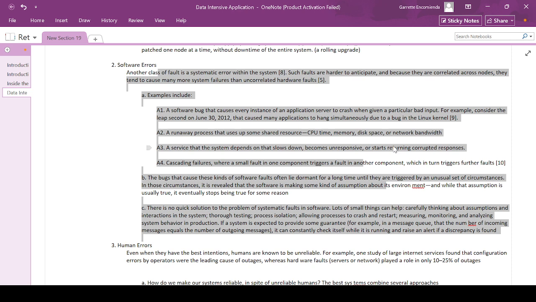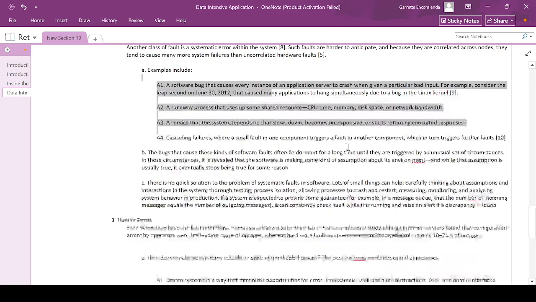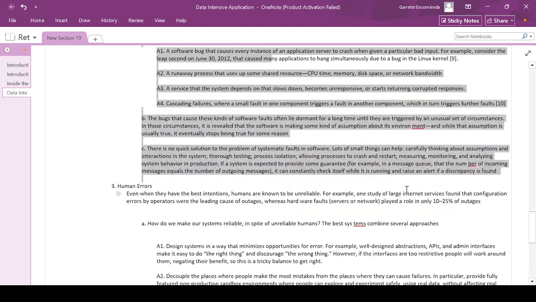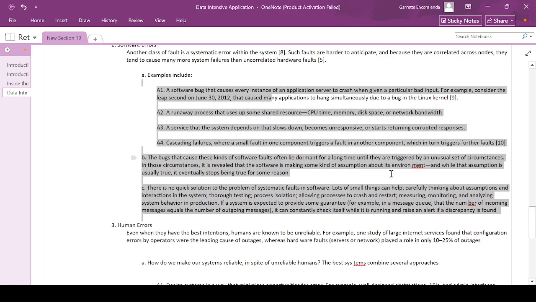Examples include a software bug that causes every instance of an application server to crash when given a particular bad input. For example, consider the leap second on June 30, 2012 that caused many applications to hang simultaneously due to a bug in the Linux kernel. Second example, a runaway process that uses some shared resource: CPU time, memory, disk space, or network bandwidth.